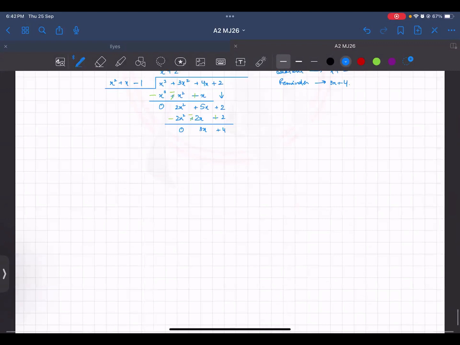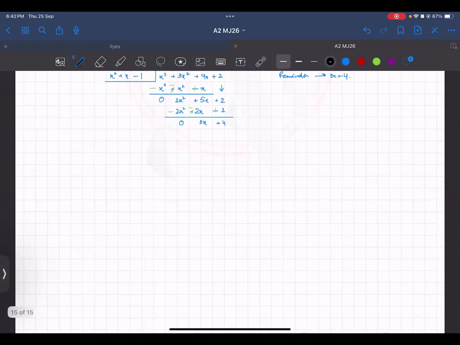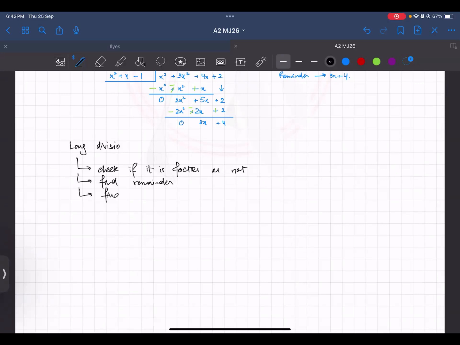Why is long division good? Long division can help you check if it is a factor or not. It can help you find the remainder, and it can also help you find the quotient. So this is the complete package. If you only know this, you can solve almost all of the questions, 95% of the questions are passed.